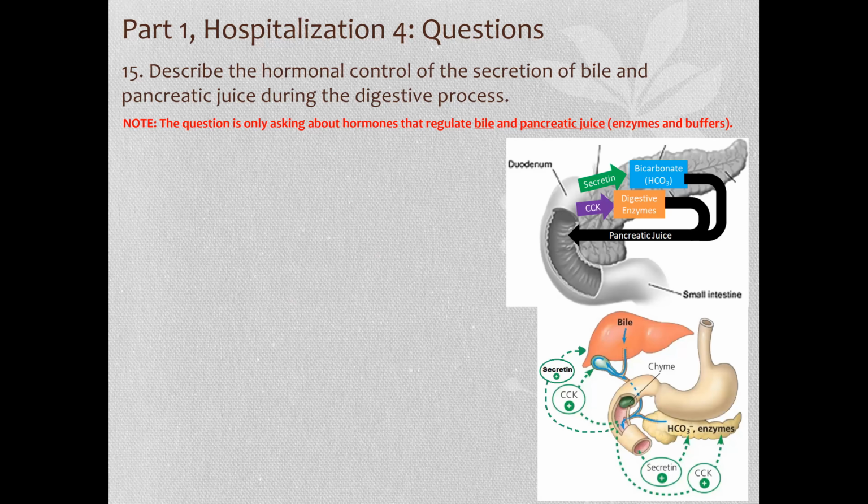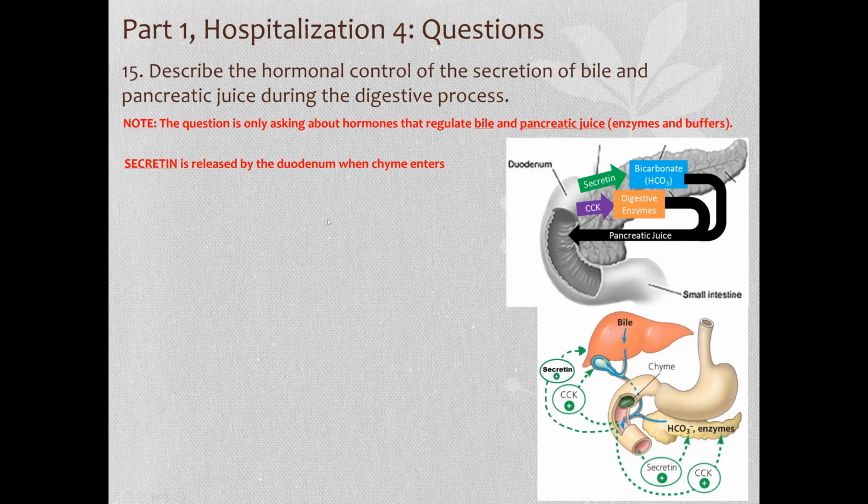So here's a picture. At the top we can see the regulation of the pancreatic juice. And again, pancreatic juice is made up of the buffers, which contain mostly bicarbonate, and digestive enzymes. And then down here we can also see the pancreas, the buffers, and the enzymes, but we can also see the gallbladder and the production of bile by the liver.